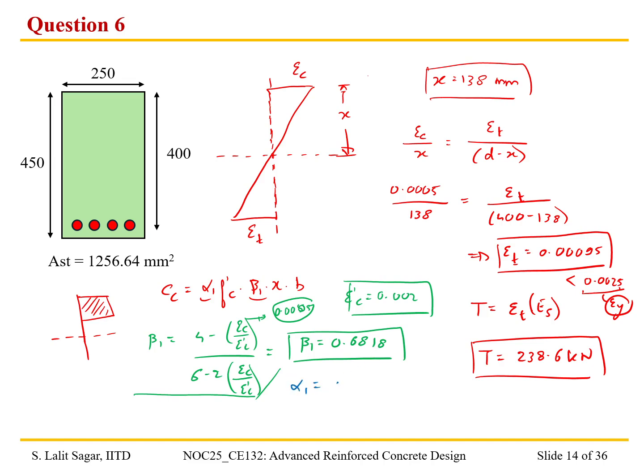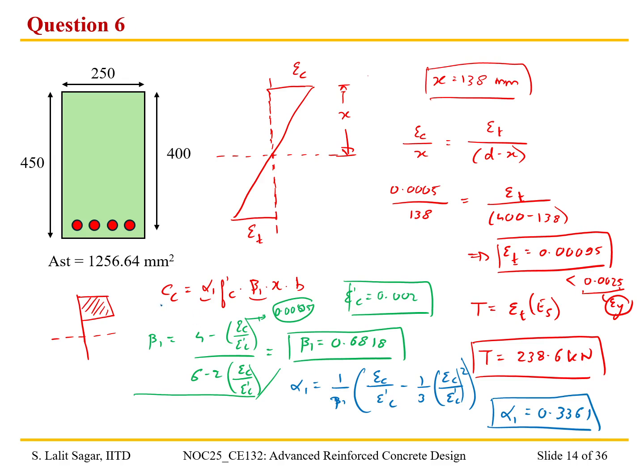Now we have alpha 1 is equal to 1 over beta 1 into epsilon c by epsilon prime c minus 1 by 3 into epsilon c by epsilon prime c whole square. Now, when we substitute the value of beta 1 and epsilon c by epsilon prime c, we get alpha 1 as 0.3361.